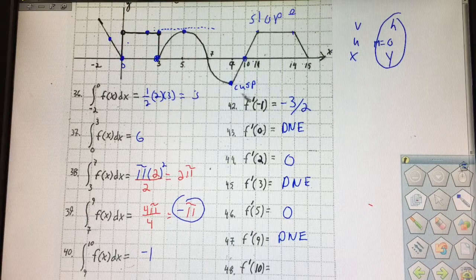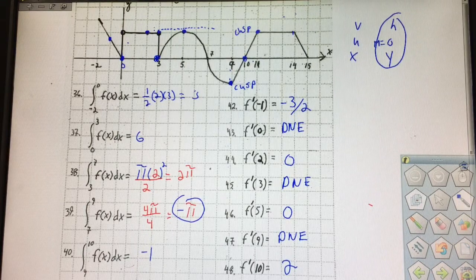At 10, can I find the slope at 10? Yes, I can. That's part of the line, so it's going to be up 1, 2 over 1. It looks to me like it's going to be 2, because the slope is 2 over 1. Slope at 11. Am I allowed to find the slope at that sharp turn? No, it is called a cusp. It is not differentiable there.